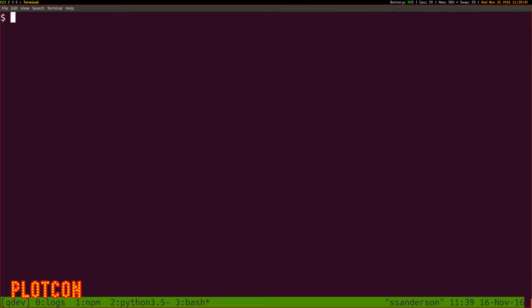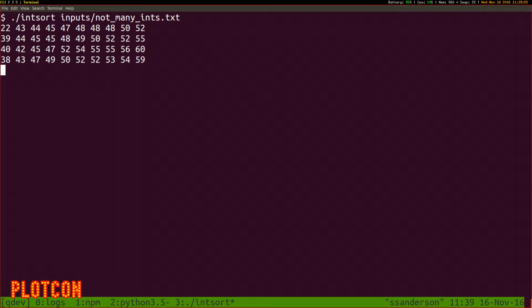And then hopefully if we compile that and we do .int sort input/not many ints.txt, there's a little bit of a noticeable pause there. So it's a really good thing that we wrote this in C, because otherwise, if we'd written it in some terrible slow language like Python or R, there's no way we would have gotten through this, right? We could never have possibly looked at all of this data in that amount of time.